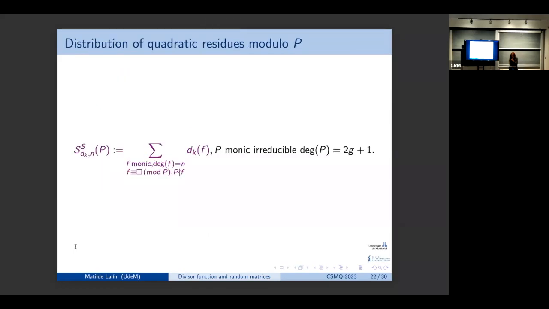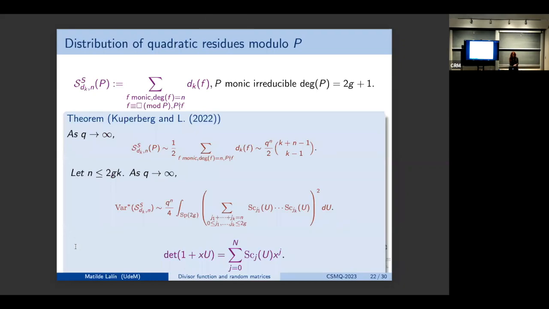But let me tell you what we get, okay? So we take the sum of d_k(f) with f monic, degree of f equals n. Fixing the degree of f is equivalent to what we had before, n less or equal than x. f is congruent to a square modulo p, and p is a monic irreducible polynomial of fixed degree, and the degree is odd. This is technical.